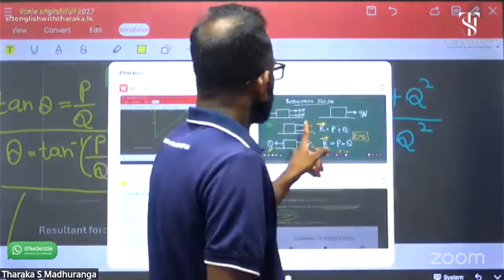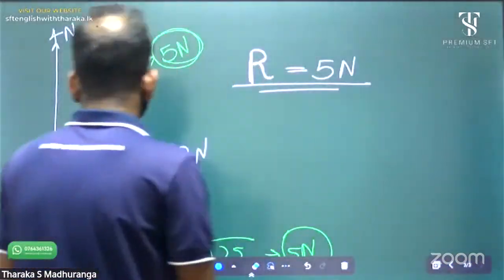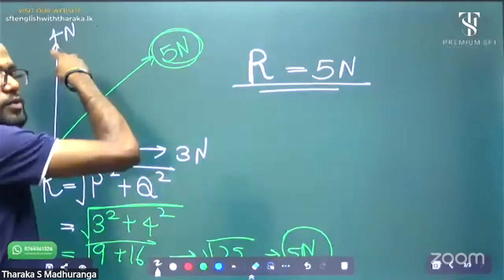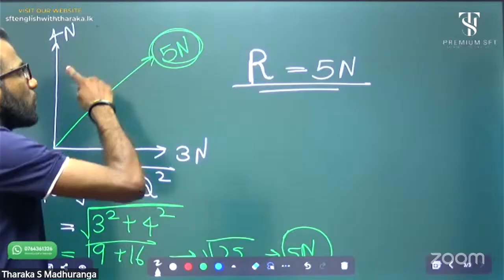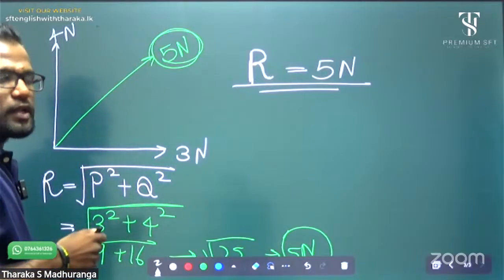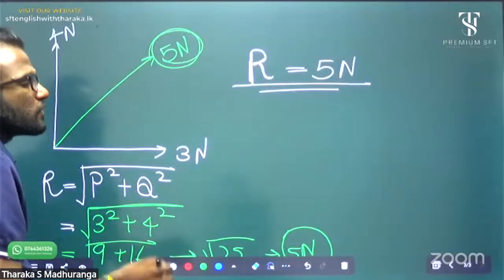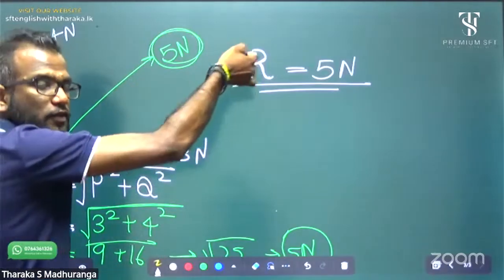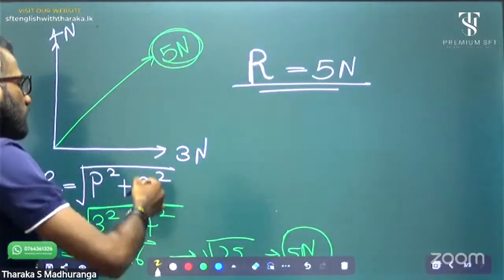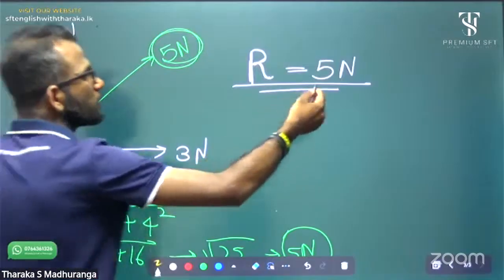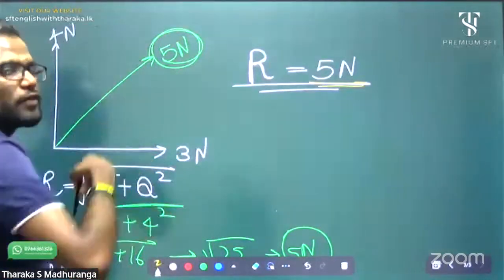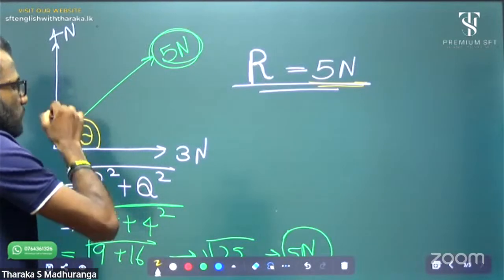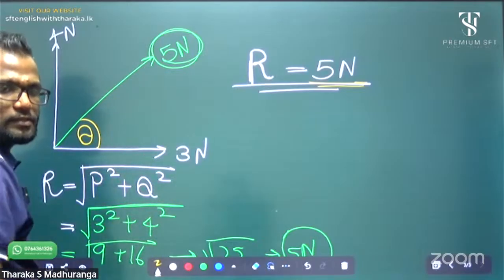Okay, let's move to the previous example. I told you two forces, 3 Newton and 4 Newton, act along perpendicular directions. Now, how to get this resultant force? We got the square root of P squared plus Q squared, that means the square root of 3 squared plus 4 squared. The answer was 5 Newton, right? Now, how to calculate this theta? If we find this theta, we can explain the direction.